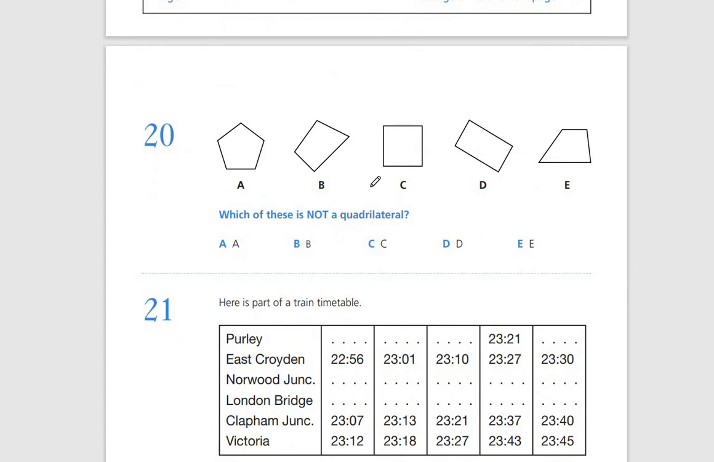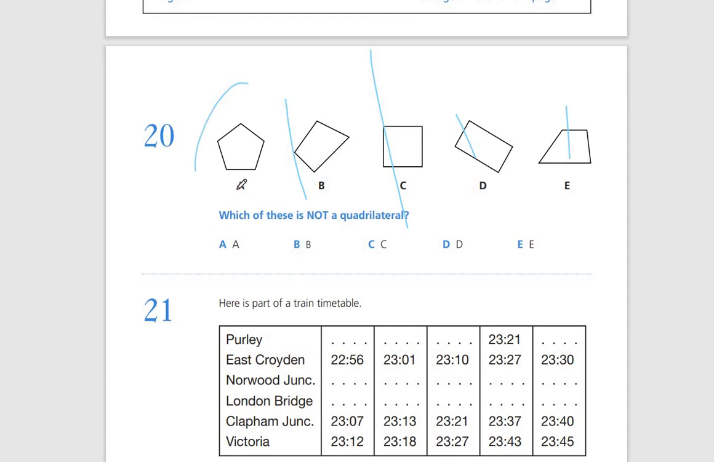Question 20. Which of these is not a quadrilateral? Just to tell you, a quadrilateral is something with 4 sides. So that one's 4 sides, that one's 4 sides, that one's 4 sides, so all of those are quadrilaterals. A is a pentagon, which has 5 sides. And also it's a regular pentagon, so it's not a quadrilateral.